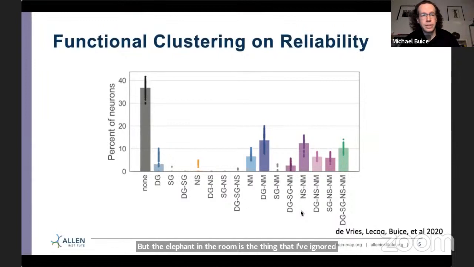But the elephant in the room is the thing that I've ignored talking through this entire slide, which is over here on the left, you see this giant bar for none cells. These are the cells that responded reliably to none of our stimuli. And this is the clear plurality of the data set. It's about a third of the data set that didn't respond.